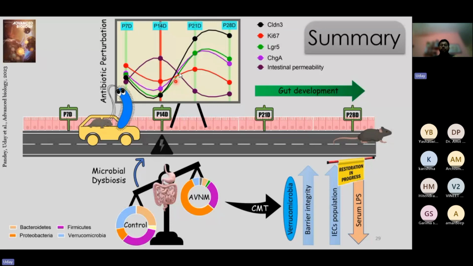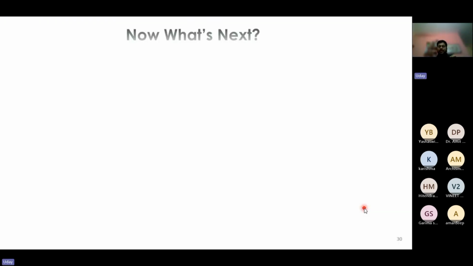And if we see the major reason behind that, the Verrucomicrobia could be majorly behind that. It can restore the barrier integrity, the intestinal epithelial cell population, and also restore the serum LPS concentration. So we can say that the diversity is not that important. Maybe one particular bacterial phylum, the Verrucomicrobia, or a signature microbial population, can restore or has an effect on the intestinal development. So now what's next?